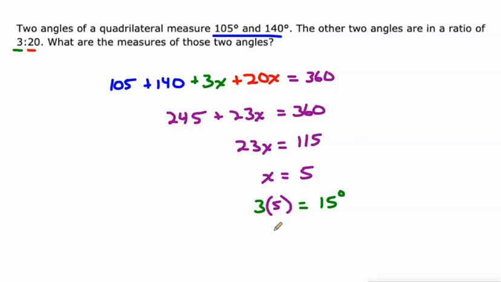And the other angle is going to be 20 times 5, 20 times x, which is 100 degrees. So our two missing angles here are 15 degrees and 100 degrees. Those are in a ratio of 3 to 20.